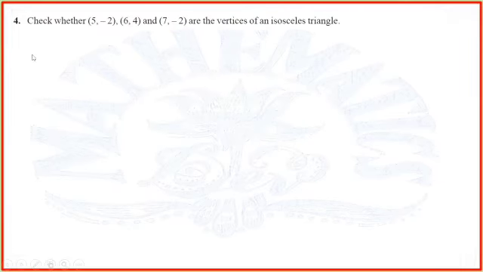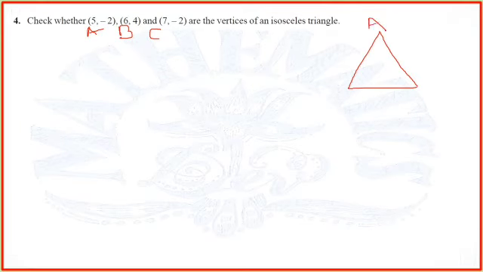Zero and minus 7. Now the next question is question number 4. Check whether 5, minus 2, 6, 4, and the third coordinates 7, minus 2 are the vertices of an isosceles triangle. So suppose this is A, this point is B (6, 4), and then C is (7, minus 2). So you just imagine that this is a triangle A, B and C.